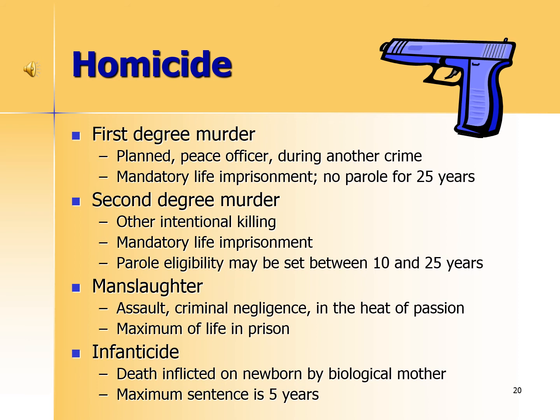The third category of homicide is what's known as manslaughter, and this is basically where someone dies in the context, say, of an assault or criminal negligence or the heat of passion. So there was never any kind of criminal intent to kill. It was accidental. It was in the context of, say, drinking and driving. And again, there's maximum life in prison, but there is parole eligibility that begins at around 10 years.